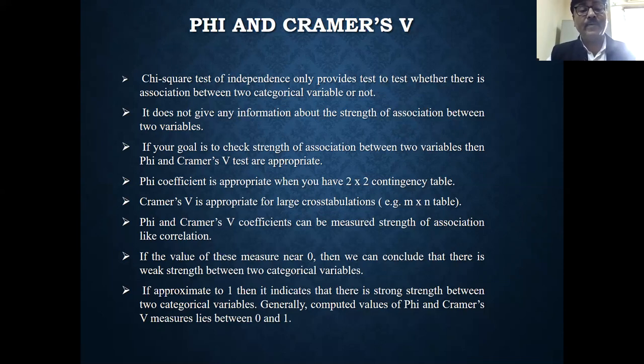The range of phi and Cramer's V coefficients is 0 to 1. If the value is near zero, then we can conclude that there is a weak association between two categorical variables. And if it approaches one, then it indicates a strong association between two categorical variables. For example, with pet lover and marital status, if your Cramer's V value is very near to zero, then you can conclude that there is weak association. If it is near to one, there is a strong association.